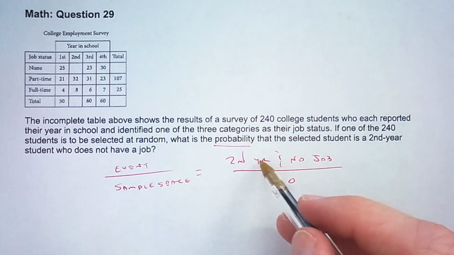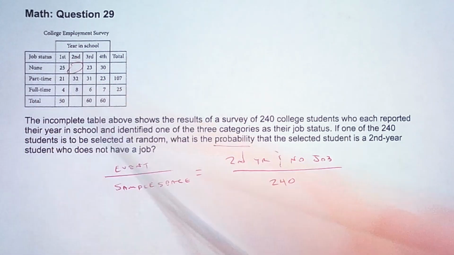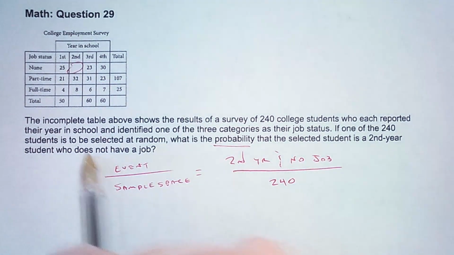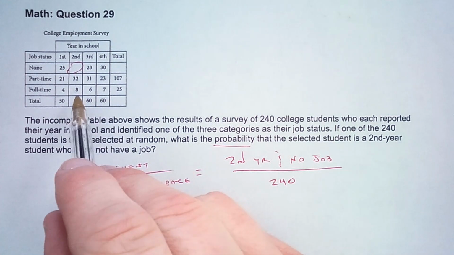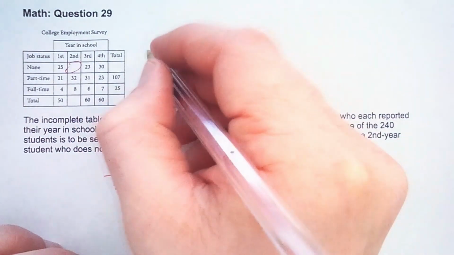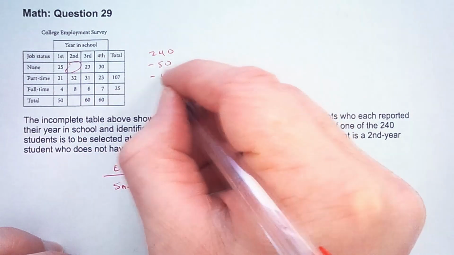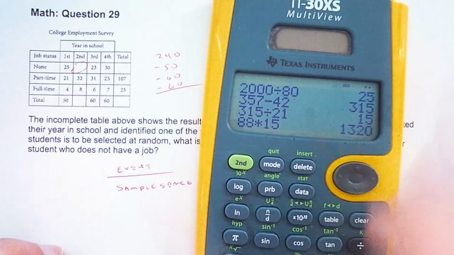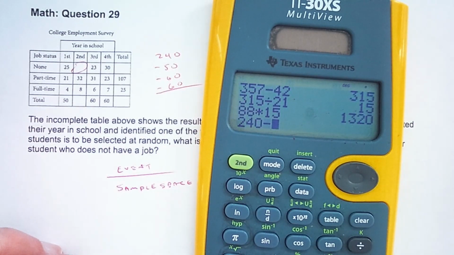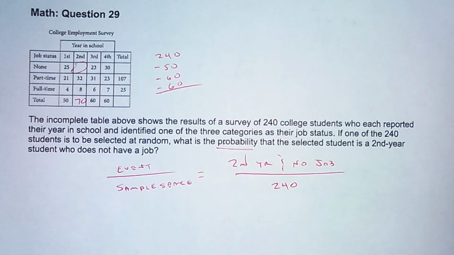Okay, so we need to figure out how many students are second-year students with no job. Second year, no job. That's right here. Okay, now we can fill in this blank, and that will help us fill in this one. So there's 240 students total. Okay, so if I do 240 and subtract 50 and subtract 60 and subtract another 60, the leftover will be the second-year students. 240 minus 50 minus 60 minus 60. So 70 of the respondents in this survey were second-year students.